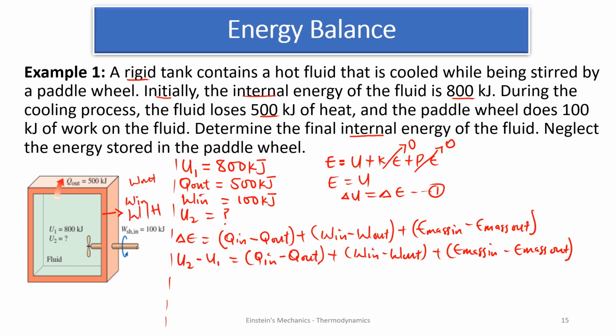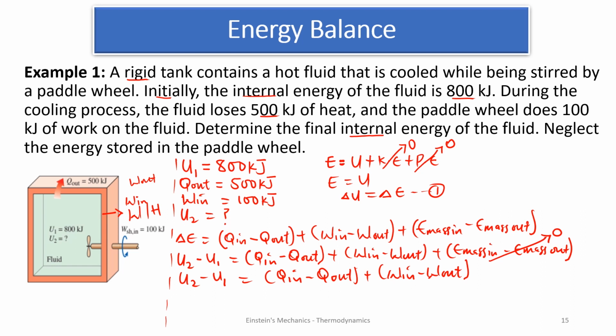So meaning the whole energy of mass goes to zero, because there is no energy or mass exchange. This is a closed system. Assuming it was open, then this would be needed. So now our final equation will be U2 minus U1 equals Q in minus Q out plus work in minus work out. This went out because this is a closed system, no mass exchange.